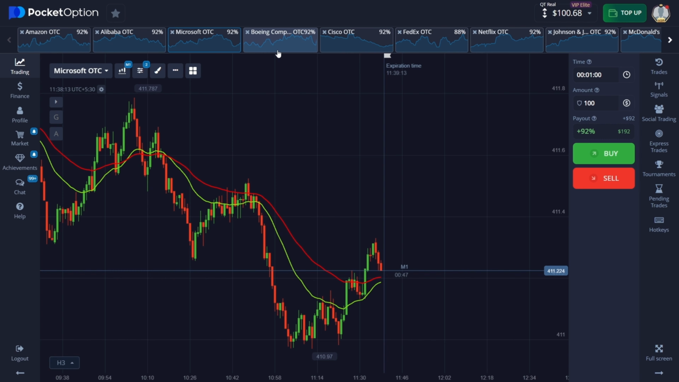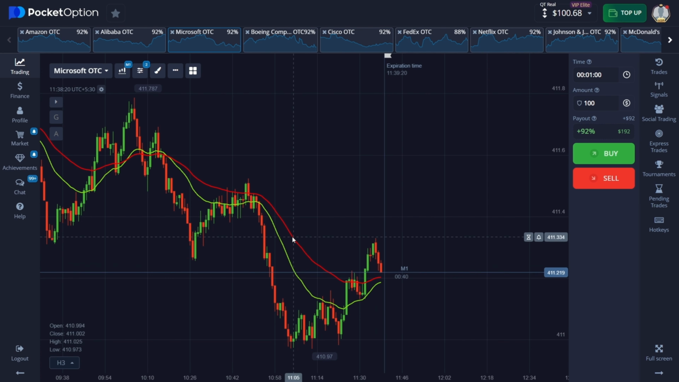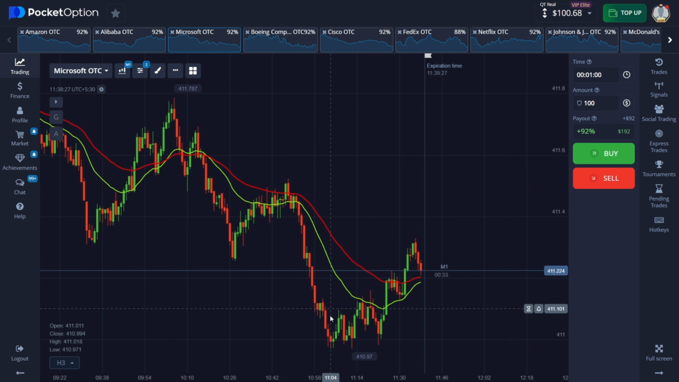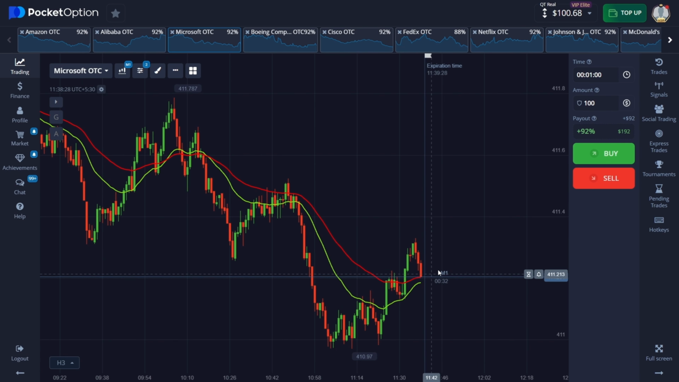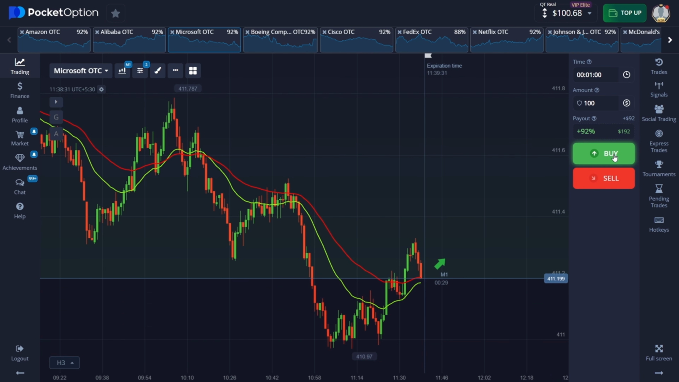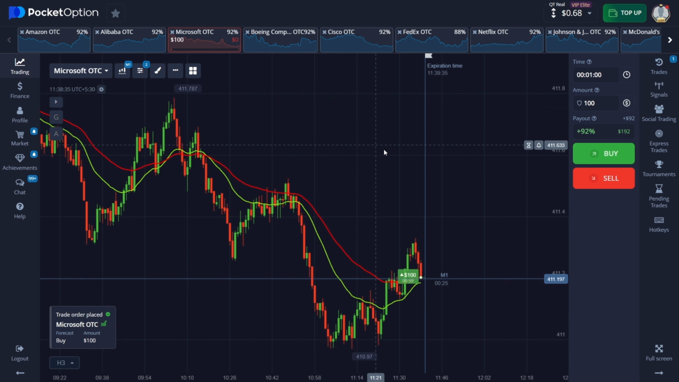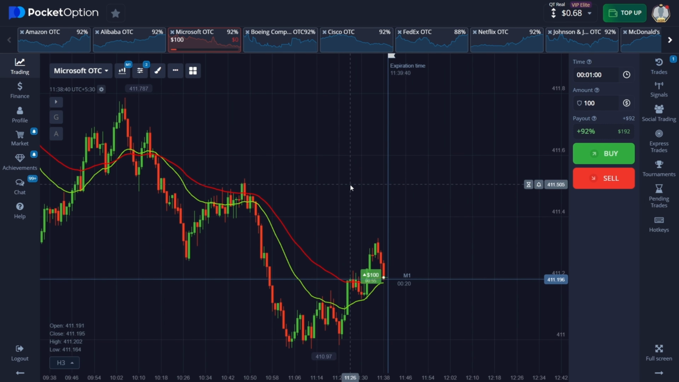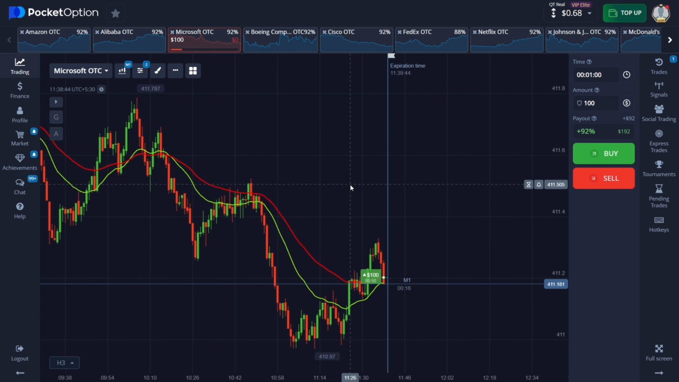Alright, let's start our first trade for this compounding session. I'll go with a trade on Microsoft OTC. As you can see, there was a downtrend and the market broke both the EMA 25 and EMA 50. It's now taking a retracement from the EMA 50. So if this candle closes near the EMA 50, I will place a trade for an upside move. The candle touches the EMA 50 and I place the trade for the upside move with $100. There was also a support level at that point, and the EMA 50 was there as well, which is why I took this trade.